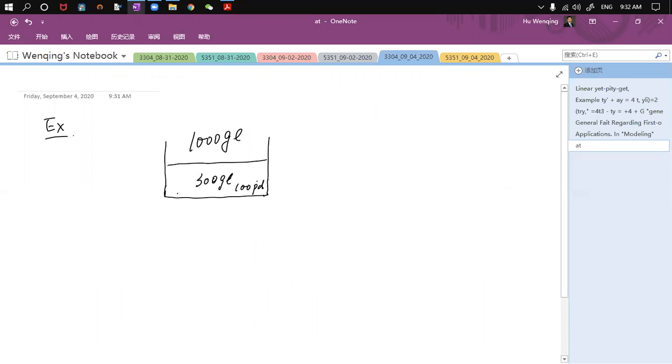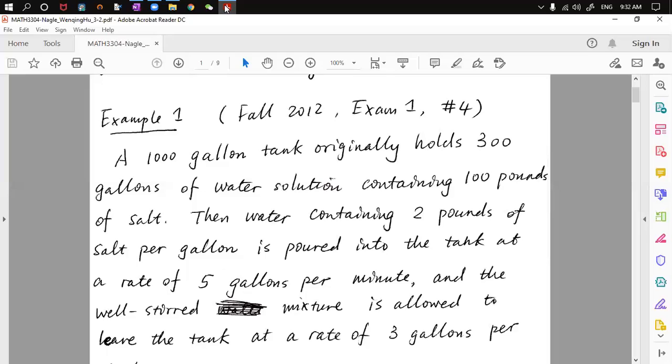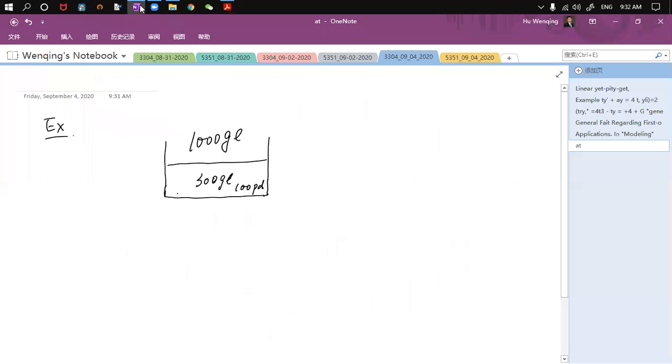So that's the problem. Then it says that water containing 2 pounds of salt per gallon is poured into the tank at a rate of 5 gallons per minute. So that water is flowing in at 5 gallons per minute and 2 pounds per gallon.